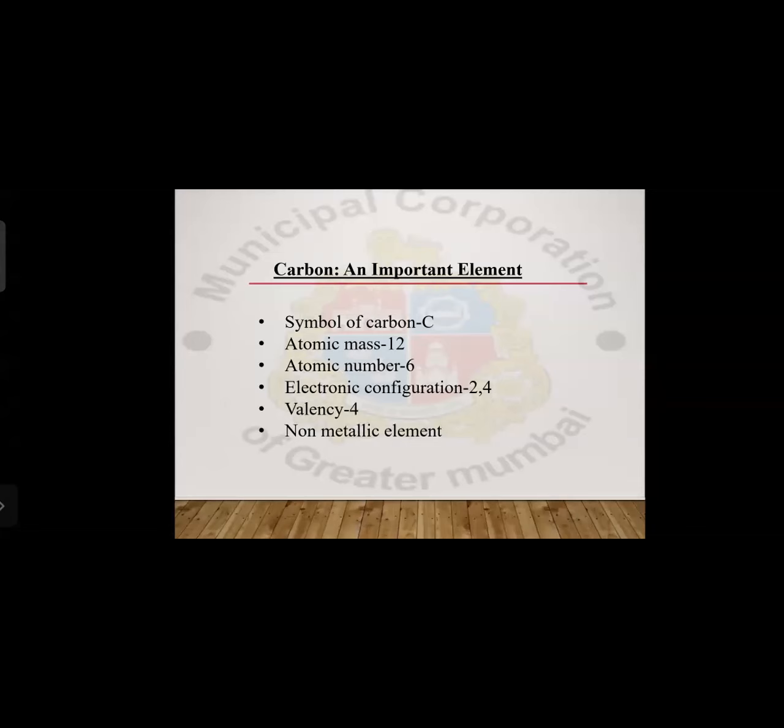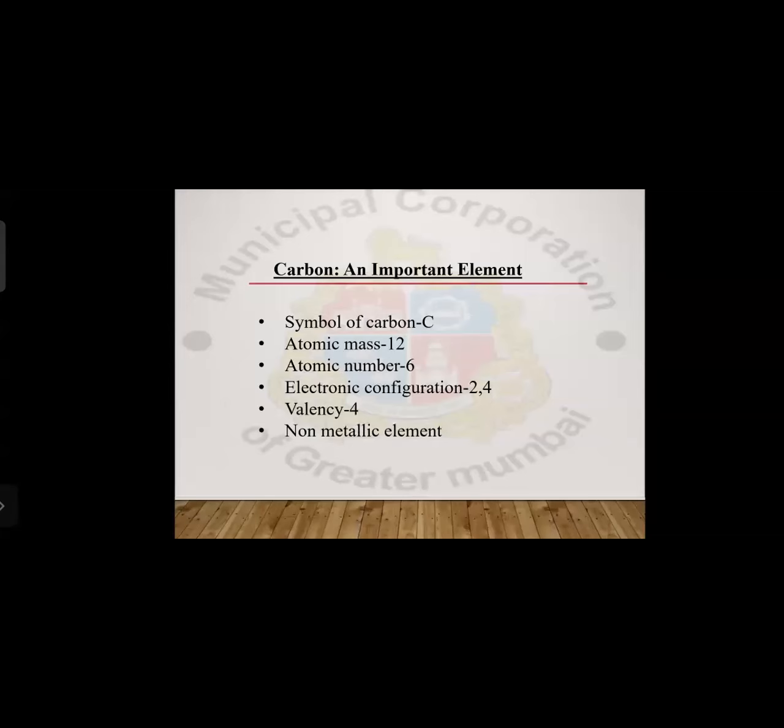Atomic number of carbon is 6. Electronic configuration depends on atomic number. The first shell has 2 electrons. The second shell has 4 electrons. Therefore, the electronic configuration is 2 and 4. Since 4 electrons are in the last shell for carbon, the valency of carbon becomes 4. Carbon is a non-metallic element. I'm repeating it constantly.